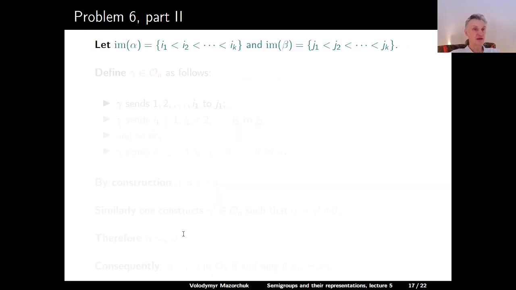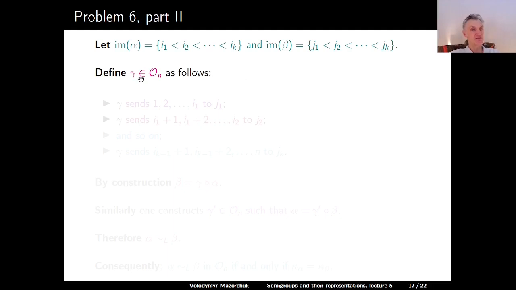Let us write the image of alpha as the elements i_1, i_2, and so on, i_k, so we have k elements which are naturally ordered. And the image of beta also consists of k elements, let's say j_1, j_2, and so on, j_k, also naturally ordered.